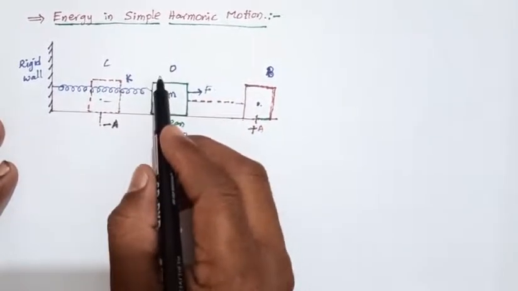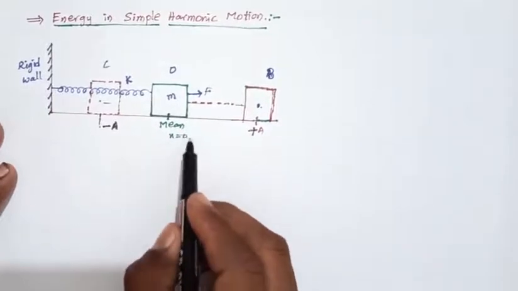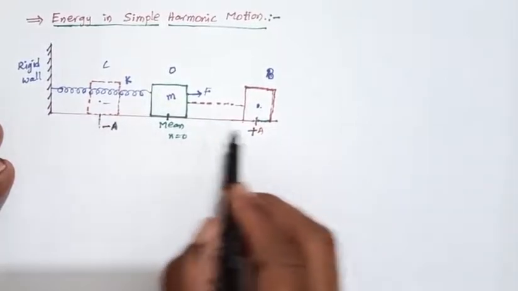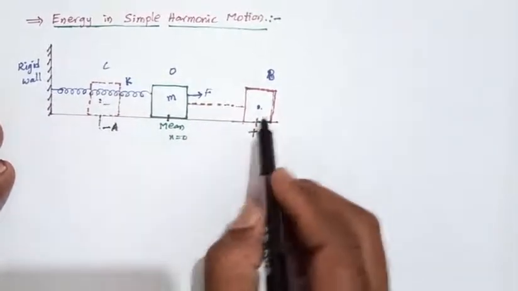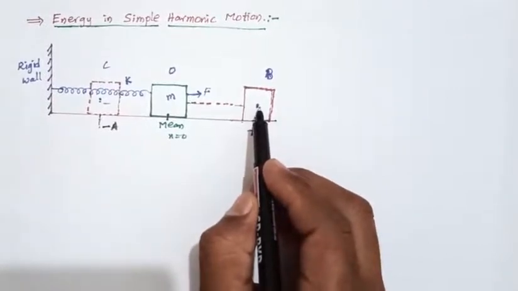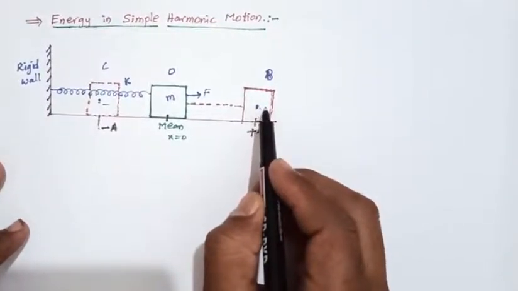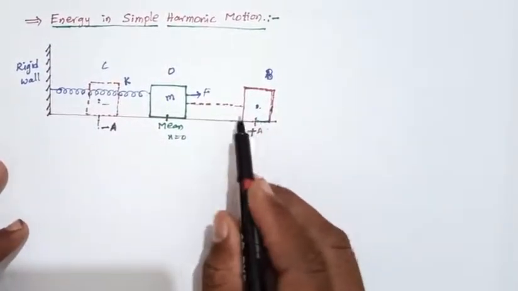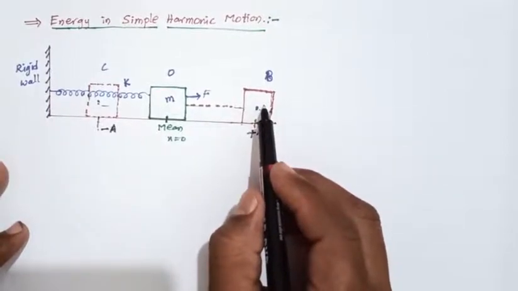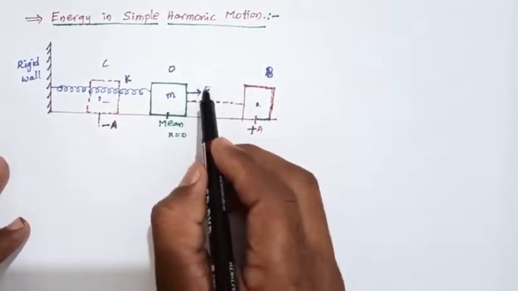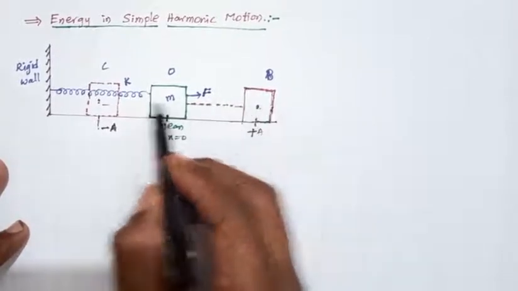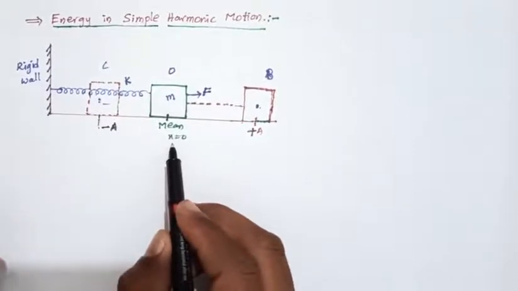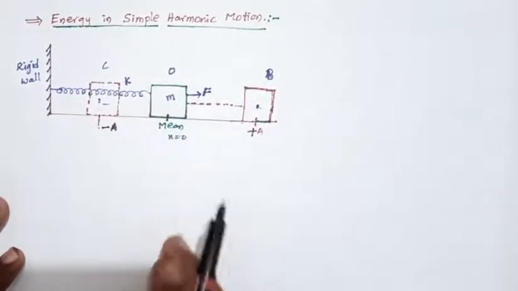At the equilibrium position, the displacement is zero. At the extreme position, the displacement is maximum, and it has potential energy. The kinetic energy is zero because the block stops and comes back, so the velocity is completely zero at the extreme positions. At the mean position, the displacement is zero, the potential energy is zero, and it has only kinetic energy.